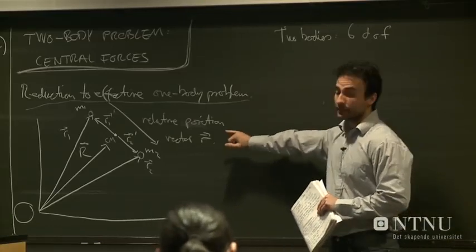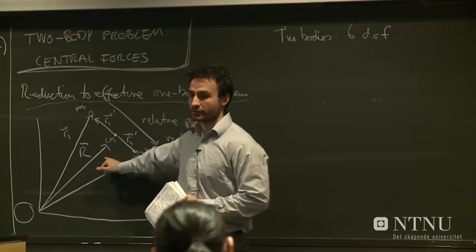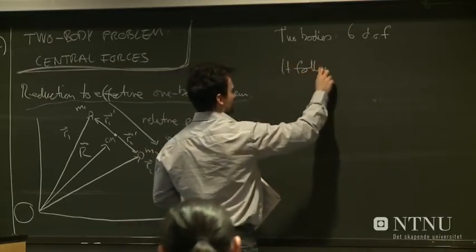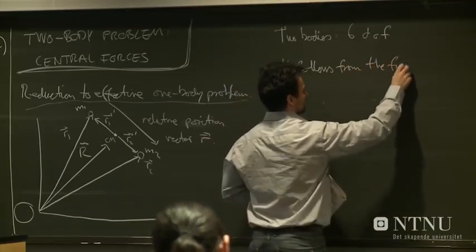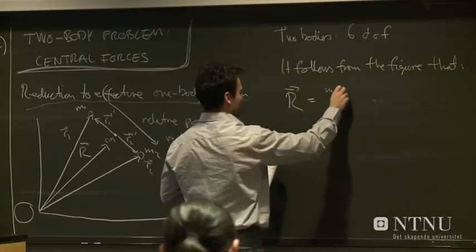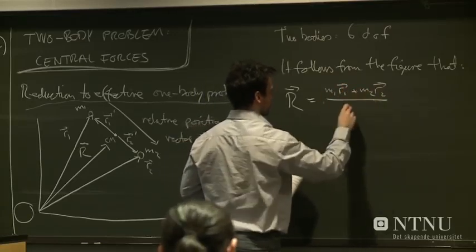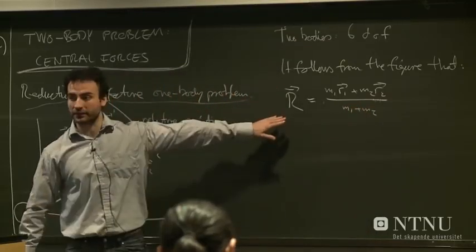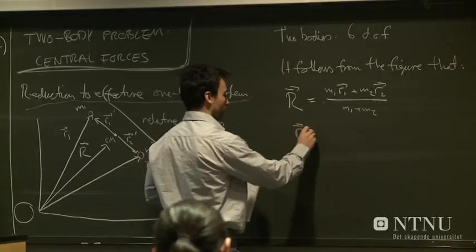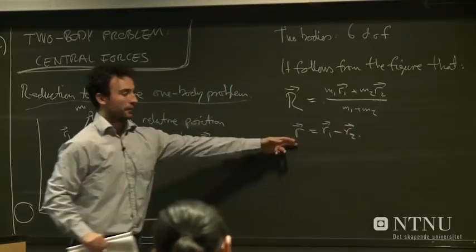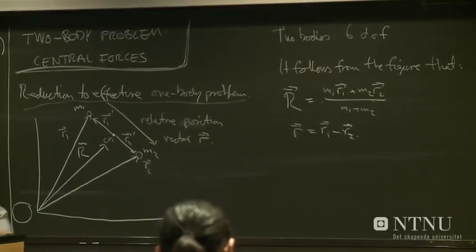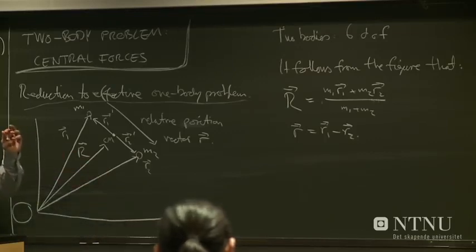Now, from the definition here of the relative position vector small r and the center of mass position vector large R, from this figure, we see that this is the center of mass coordinate. This is just its definition. Whereas this is the relative position vector expressed by the position vectors of object 1 and object 2.